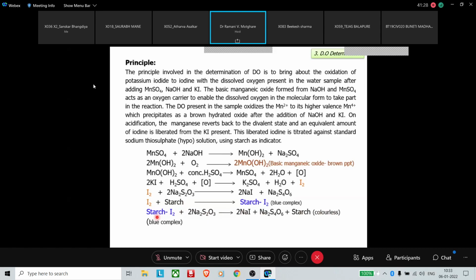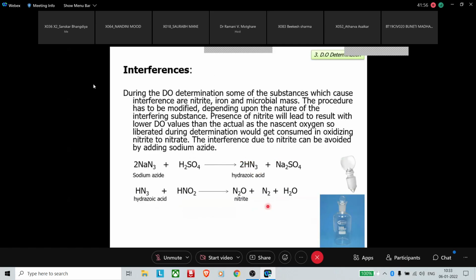So the starch iodine complex will break at the end point due to sodium thiosulfate, leading to formation of 2 NaI plus sodium tetrathionate, and the starch is set free. So this starch which is set free is colorless. So the end point is blue to colorless. Things are clear? Should I go ahead? Yes, ma'am.